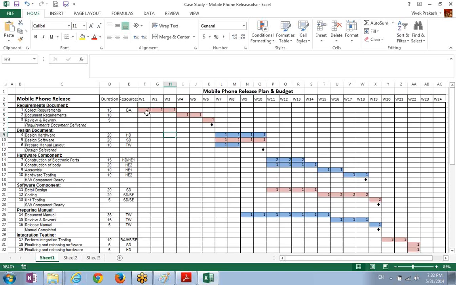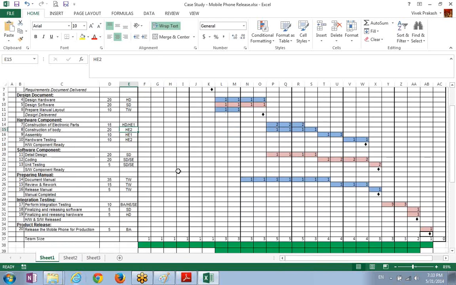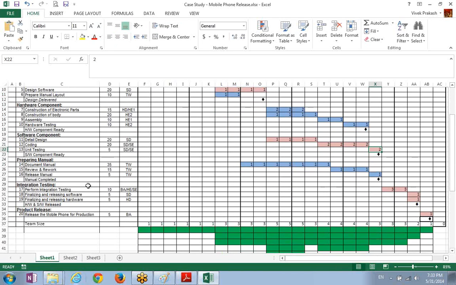I say one business analyst is doing this job for 3 weeks. So I put BA here and put 1, 1, 1. Same BA here, 1, 1. Now here it is the hardware engineer which is assigned, so 1, 1, 1. Here hardware designer and engineer, so we have two people here. Then hardware engineer 1, 1, 1. Here you see software designer, software engineer, so two people working on it. On this also, two people are working. Here if you see perform integration testing, there are three people, so 3, 3, 3, 1, 1.